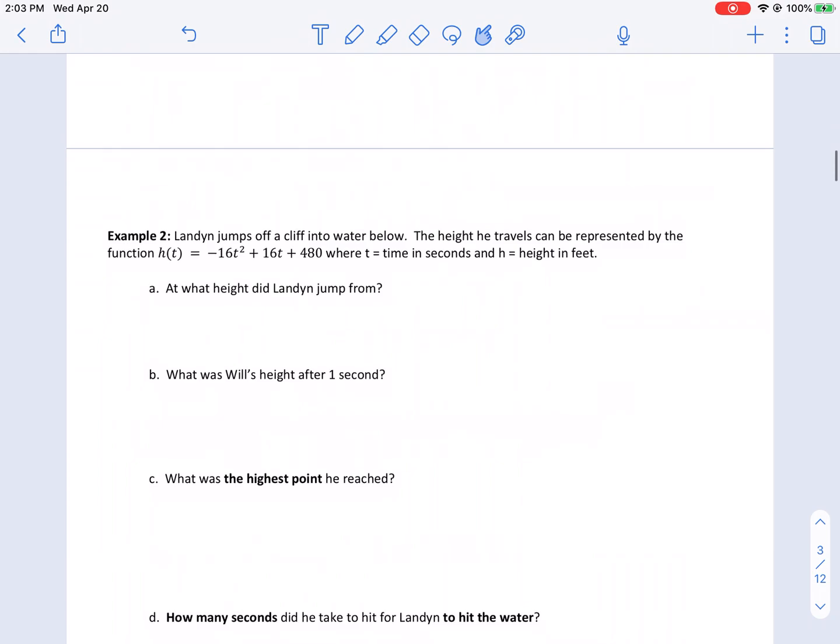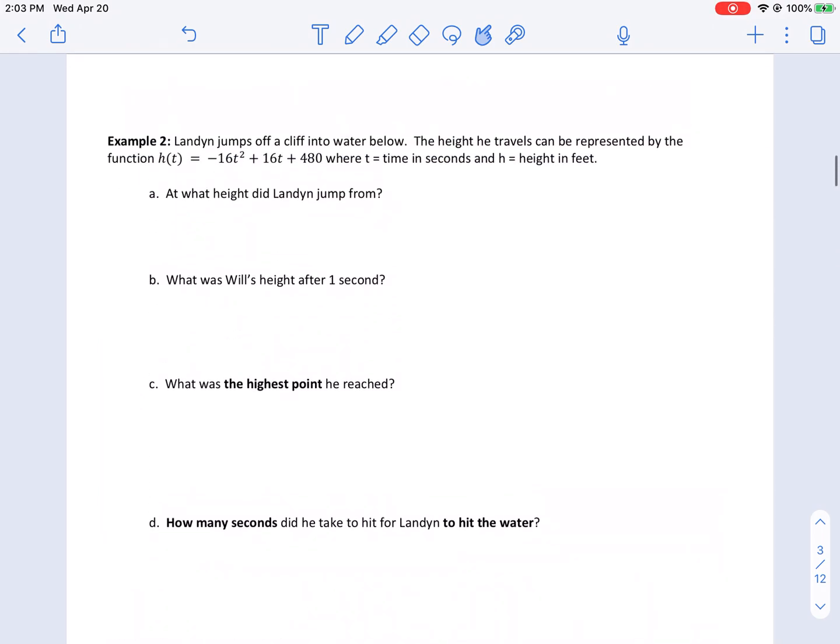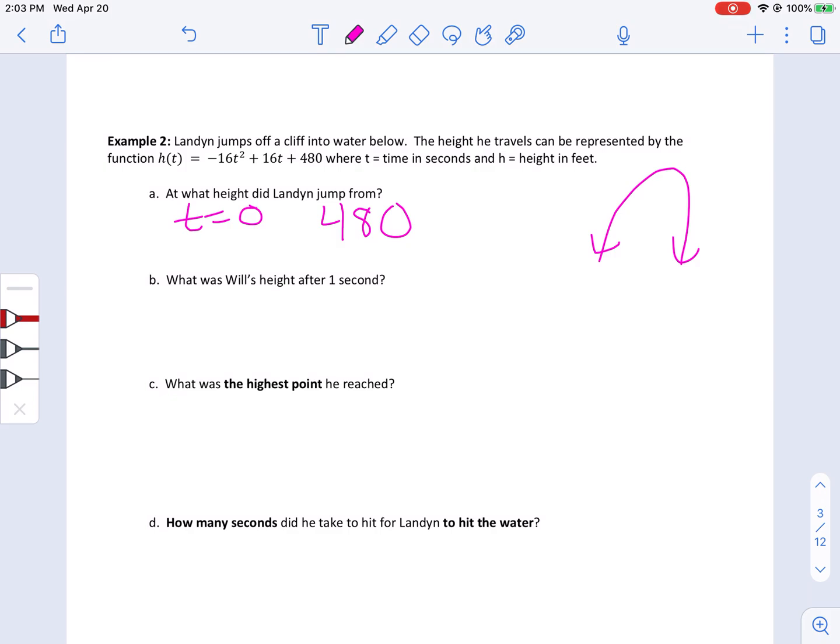So the next one we're going to look at, we're going to see if we can do some of these again algebraically, but also using Desmos. Landon jumps off a cliff into water. The height he travels can be represented by this function. So again, we have our parabola. At what height did he jump? So when time equals 0, so our y-intercept. Well, if we plug in, that should be 480. After 1 second, negative 16 times 1 squared, plus 16 times 1 plus 480.